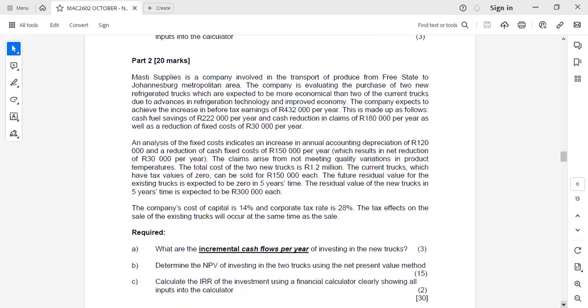Part 2. Masti Suppliers is a company involved in the transport of produce from Free State to Johannesburg metropolitan area. The company is evaluating the purchase of 2 new refrigerated trucks, which are expected to be more economical than 2 of the current trucks due to advances in the refrigeration technology and improved.